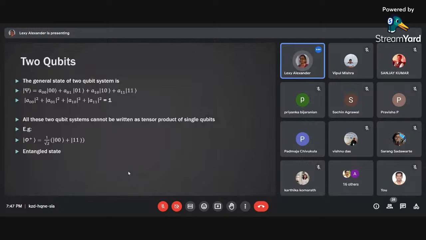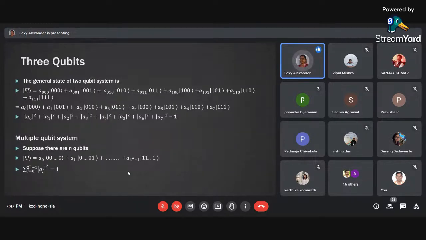So now we go to the 3-qubit state. 3 qubits means there are 8 possible basis components: 000, 001, 010, 011, 100, 101, 110, and 111. This will be written as a linear combination of all the states. For short, instead of A000, we can write A0 itself. So A0 ket 000, plus A1 ket 001, plus A2 ket 010, plus A3 ket 011, plus A4 ket 100, and so on, plus A7 ket 111.